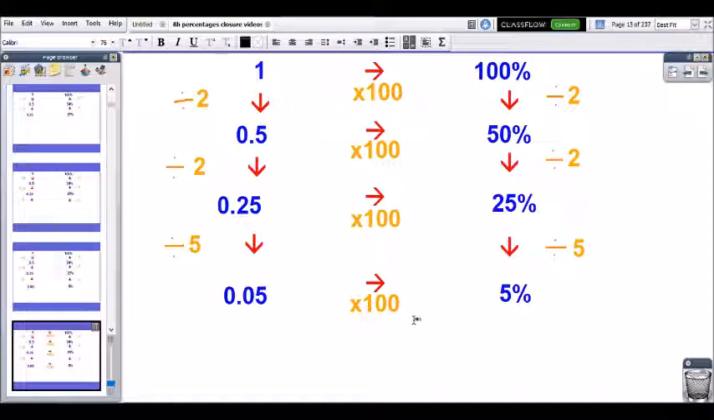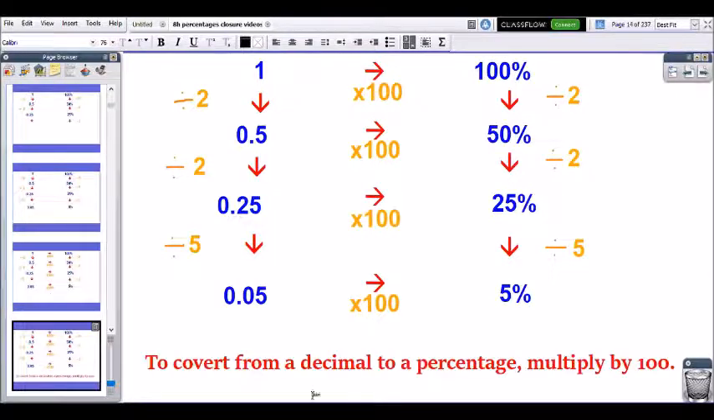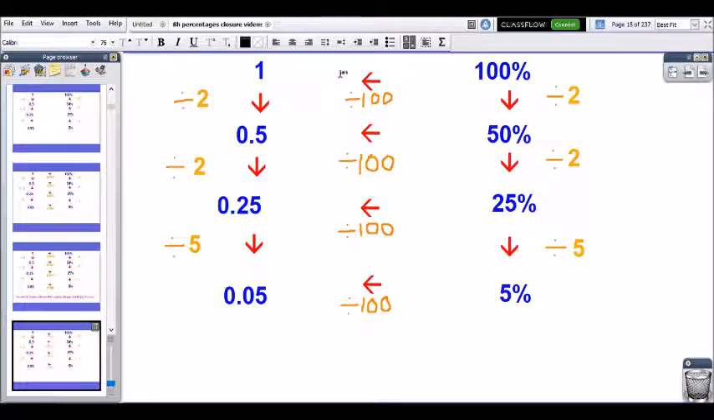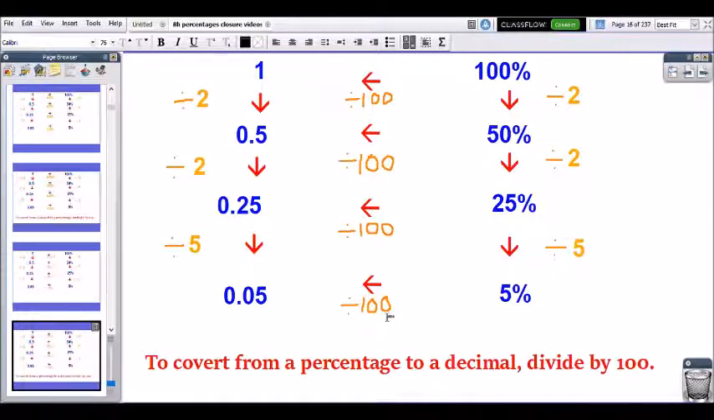Okay. So we can generalize here. We can say that to convert from any decimal and make it a percentage, all we need to do is multiply it by 100. That doesn't just work in that direction, it actually works the other way as well. So to get from a percentage to a decimal, make a prediction. How do I get from a percentage to a decimal? Well, going the other way, I'm dividing by 100, right? So I could also say that to convert from a percentage to a decimal, I divide by 100.